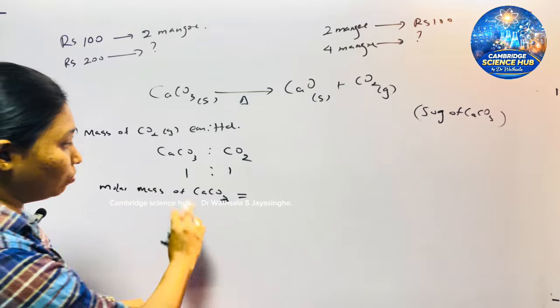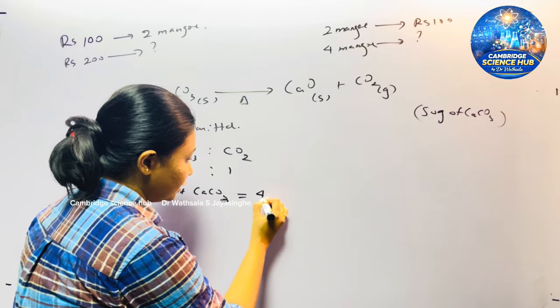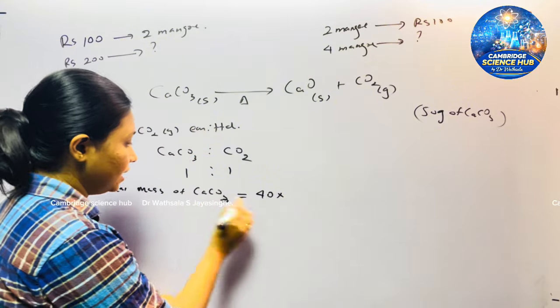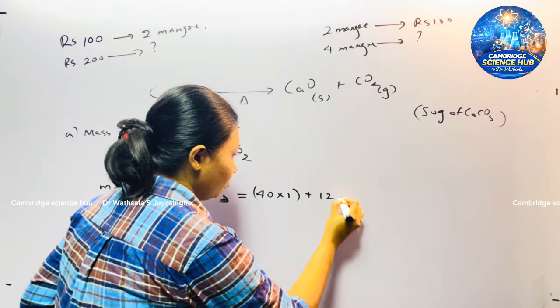So let's find the molar mass of calcium carbonate. For calcium it is 40. How many calciums are there? 1. So carbon is 12. How many carbons are here?